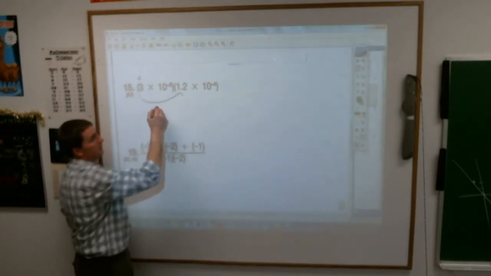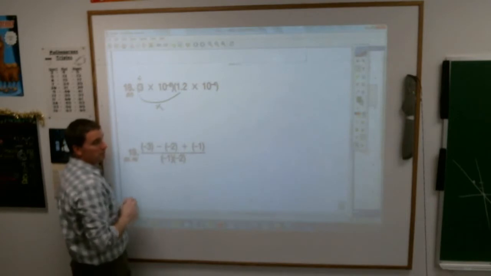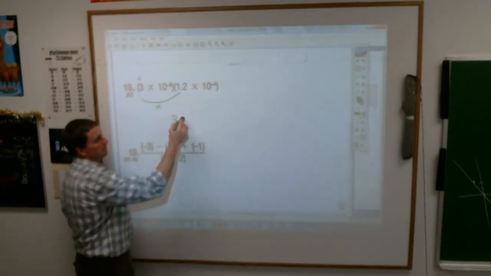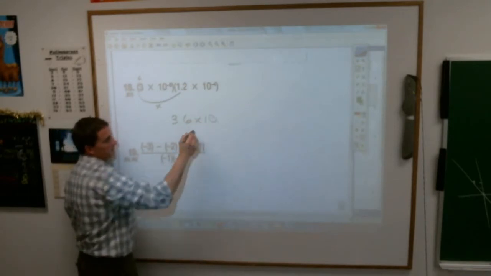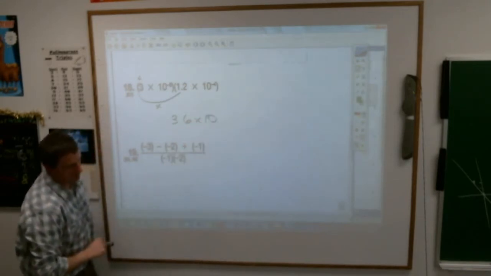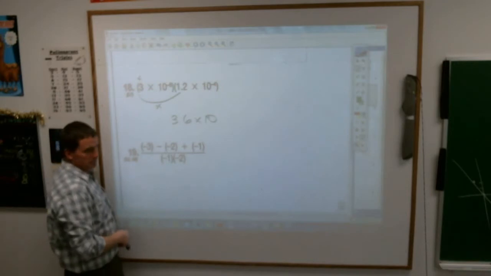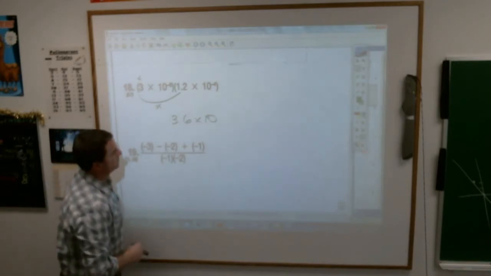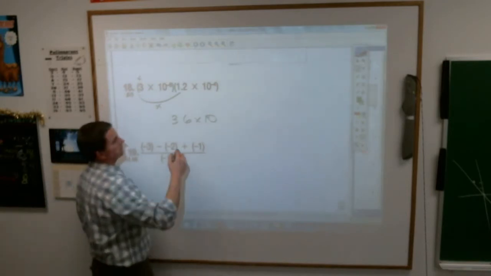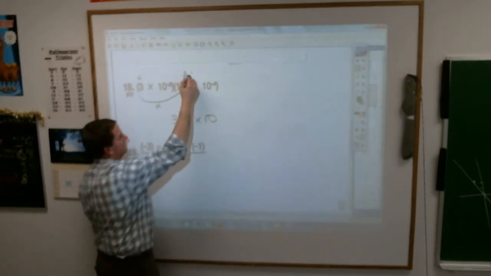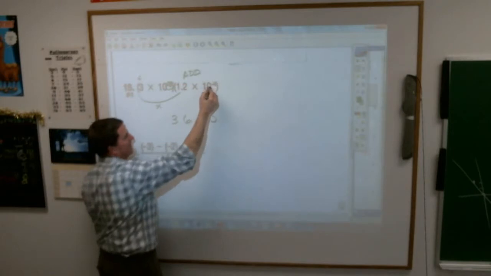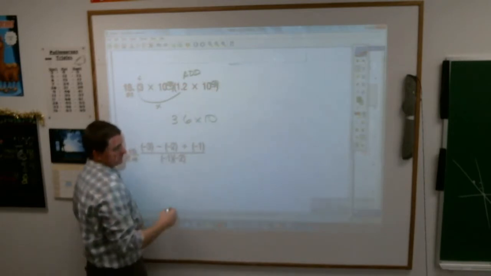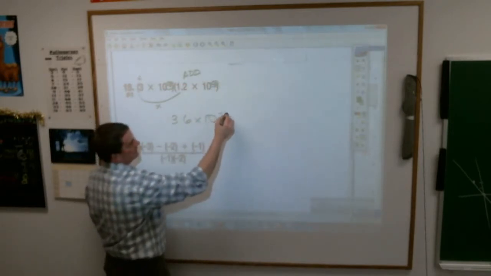Multiply the left sides. What do I get if I multiply 3 times 1.2? 3.6, correct? Step 2 is I write down times 10, and then what? Third step is Smith? Multiplication is adding exponents. What do I get if I add negative 6 and a negative 4? Negative 10.